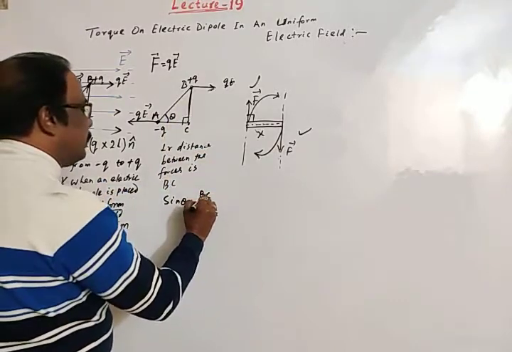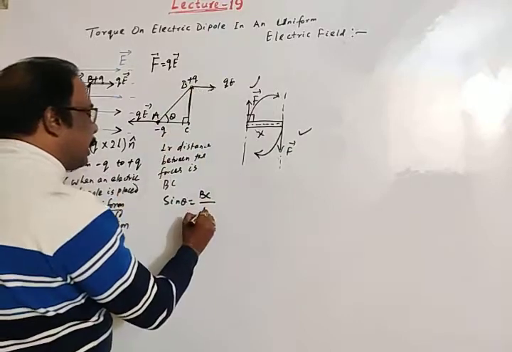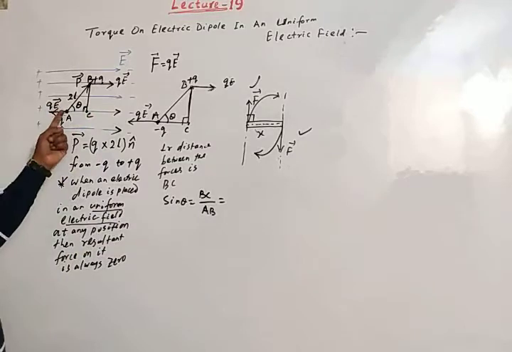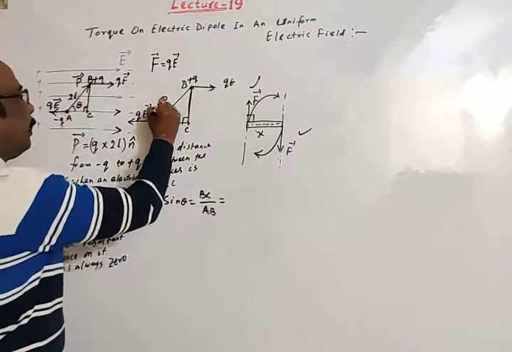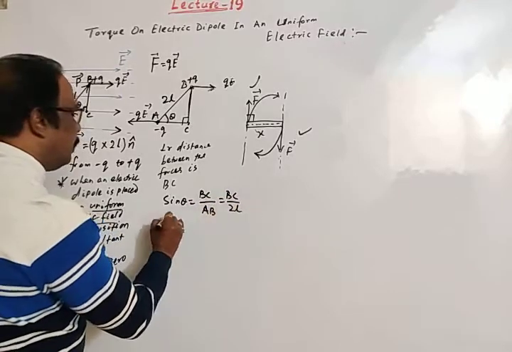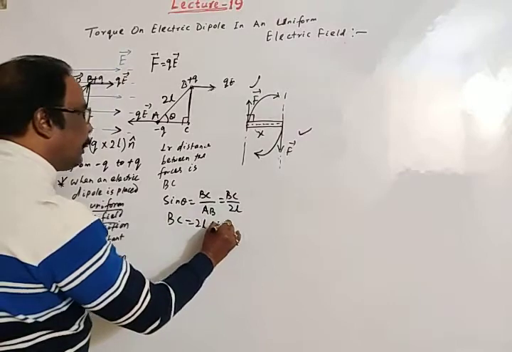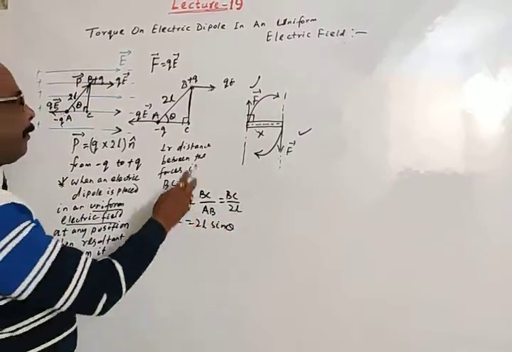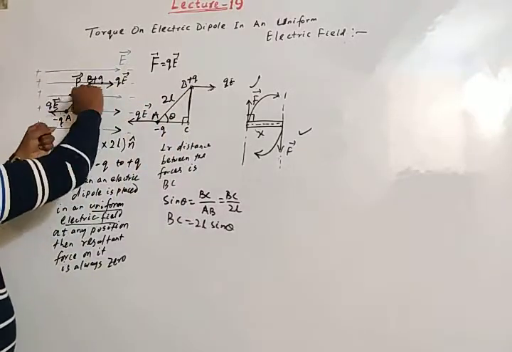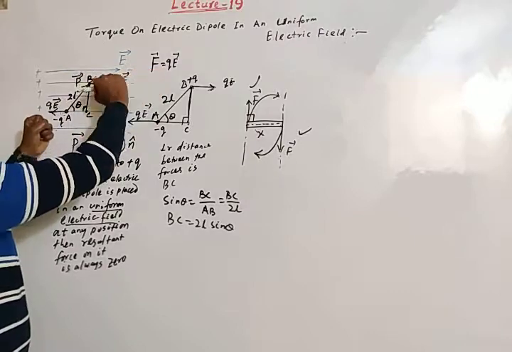perpendicular BC divided by hypotenuse, meaning AB. Since AB, see in this diagram, AB is 2L, then sin theta is equal to BC by 2L. Then the perpendicular distance BC is equal to 2L sin theta. Here, this is the perpendicular distance. This force is towards the right.